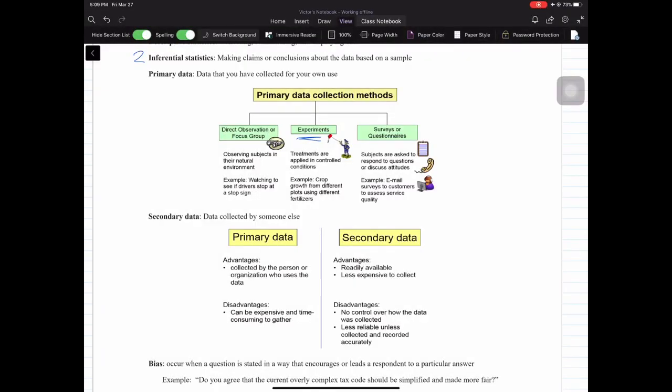Next, we have primary data and secondary data. Primary data are the data that we collect ourselves. The examples I give you are focus group, experiment, survey, questionnaires. So, data that we collect ourselves. Secondary data are when the data are collected by someone else. So when we go online and go to Google and search up data, these data are collected by someone else. So these are secondary data. And there are advantages and disadvantages for each of them.